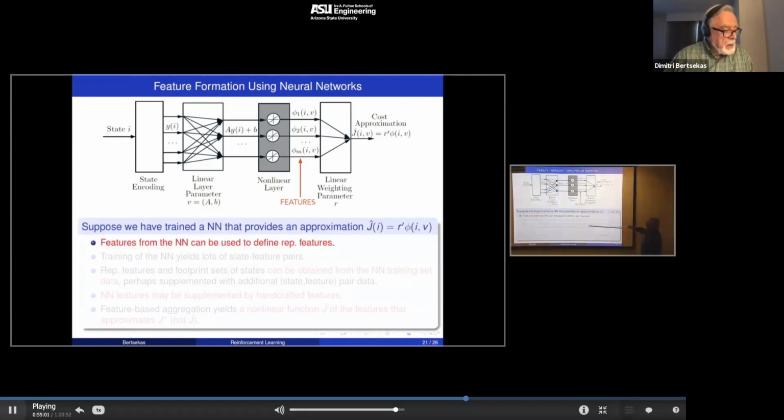So suppose that we have trained a neural network, maybe with one or more policy iterations, and we have obtained an approximation. These features now can be used by discretization to form representative features. In other words, we can sample this feature space that we obtain from the neural network. And in fact, the training process of the neural network produces a lot of feature values, right? In fact, state feature pairs.